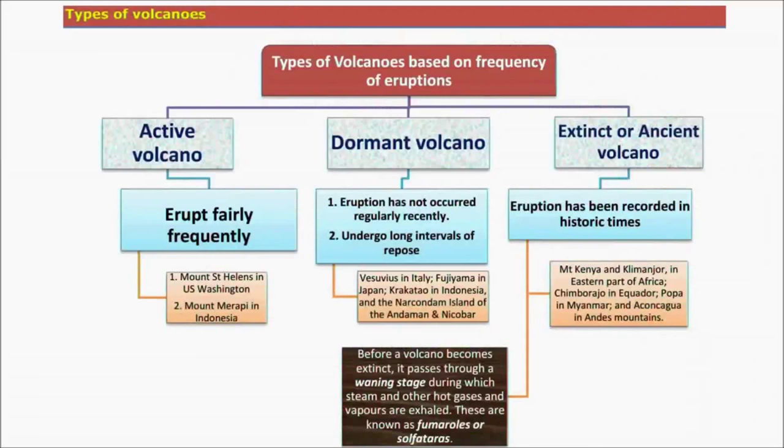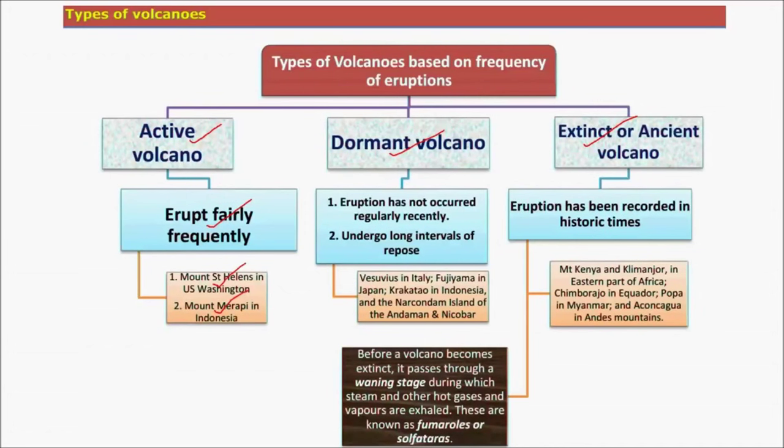And depending on the frequency of eruptions of volcanoes, the volcanoes are mainly divided into active volcano, dormant volcano, and extinct or ancient volcano. The first one, that is the active volcano, is the one which erupts fairly frequently. That is, it keeps on erupting in about 5 to 10 years, and sometimes eruption might be very continuous. The best example is Mount Helens in US and Mount Merapi in Indonesia.